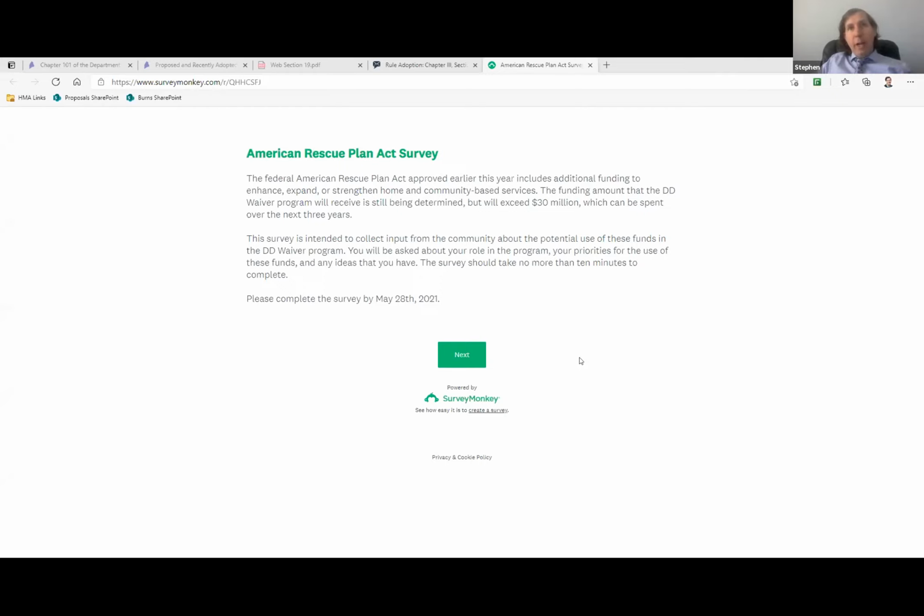So we put together a very brief survey, and the purpose is really twofold. The first is to provide some perspective on the priorities that stakeholders have for investments. So we have a number of categories that follow those that Mary just talked about on the previous slide. And then within those categories, we're looking for any specific suggestions that you and others might have.